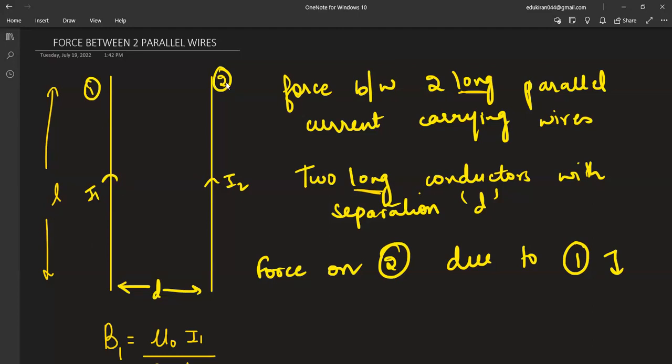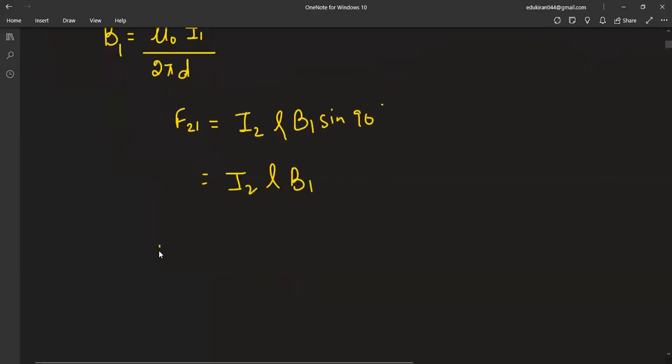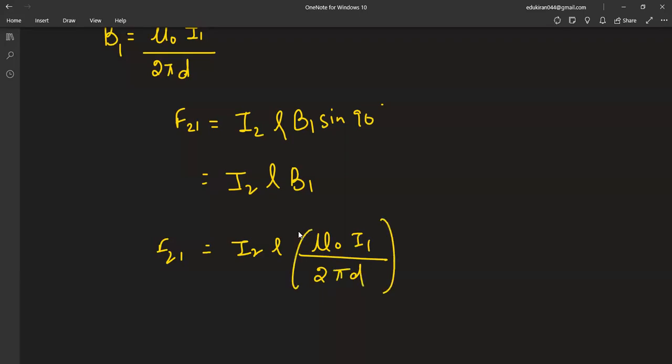Do you see the difference? When you just have this wire, it won't be producing force on itself. If two wires are present, the first one will be generating the magnetic field. So we'll not put B2, like I2 we have put, we'll put B1, then your sine 90 degree comes. So I2 L B1 is the formula. What is B1? We have already kept B1 aside. So F21 becomes I2 L times B1, which is mu naught I1 by 2 pi D. That's it. This is the derivation.